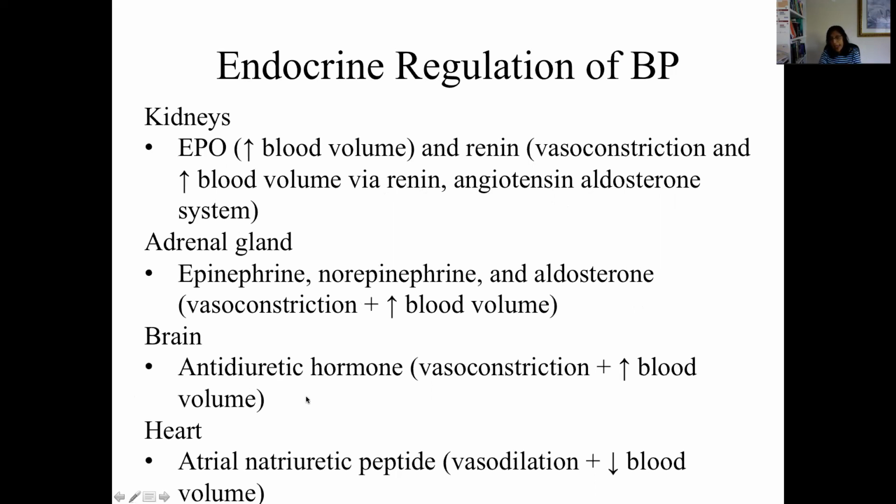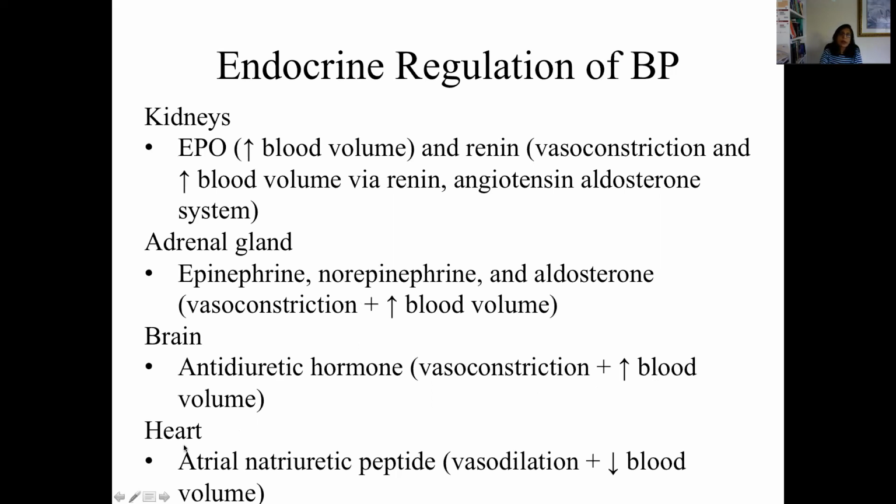Antidiuretic hormone, ADH, released by the hypothalamus is another vasoconstrictor. Its other name is vasopressin because of that reason. It also helps reabsorb water, which increases blood volume.